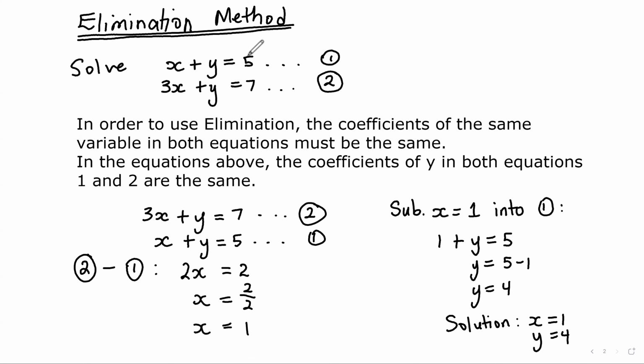So if x is 1 and y is 4, then for equation 1, that would be 1 plus 4, which is equal to 5. So it works for the first equation. Now to check for the second equation, that would mean 3x, so 3 times 1, which is 3, plus y, which is 4. So 3 times 1 is 3 plus 4, and that is equal to 7. So I know that my answer is correct.